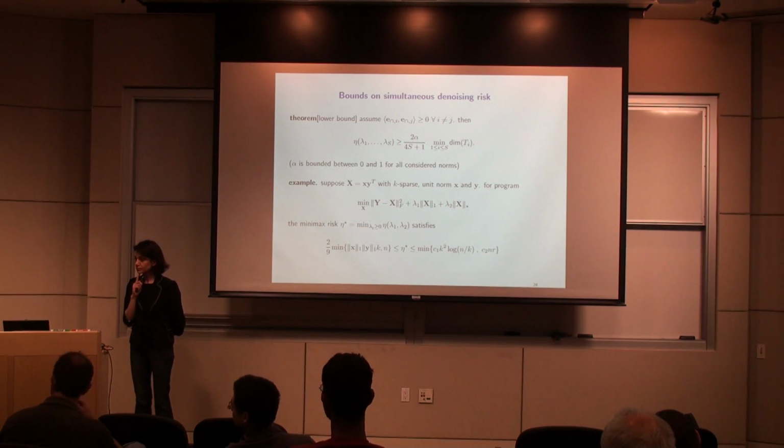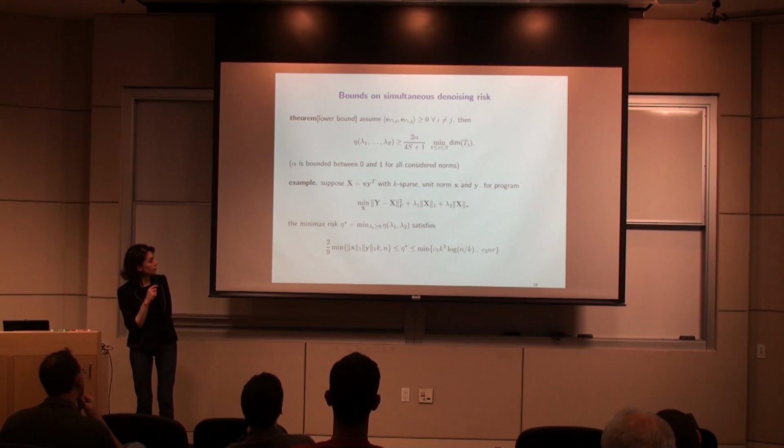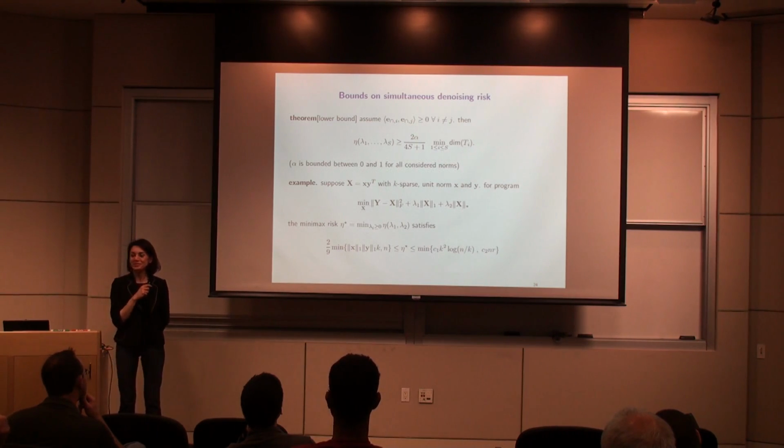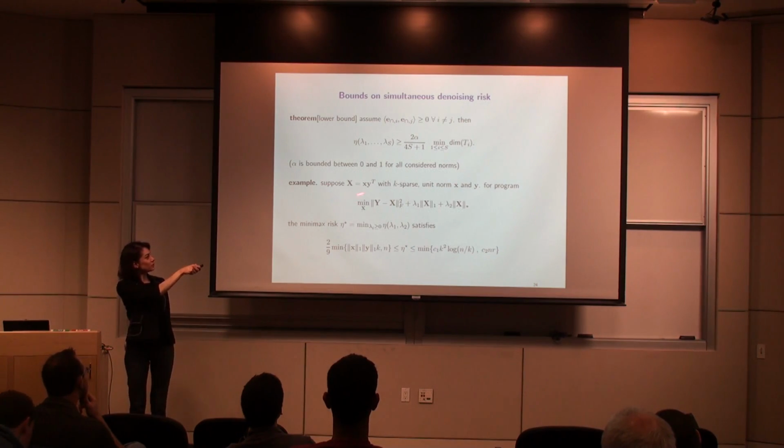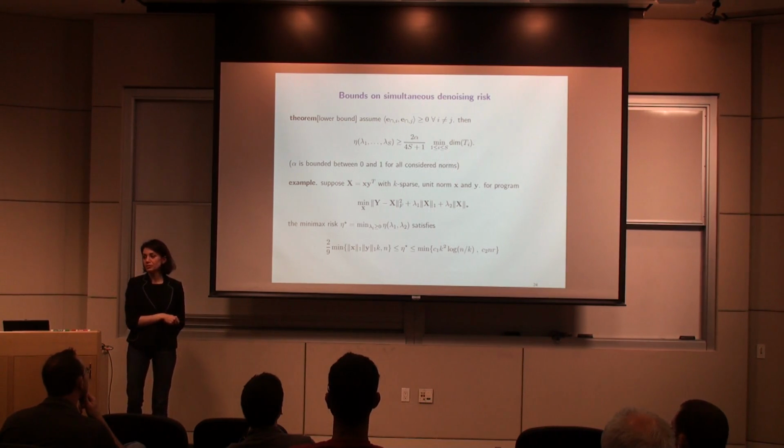Sorry, what is R? Oh, R is 1. Sorry. R is the rank. Good question. Yeah, in this case, where the model is this, R is 1. So that's just it.